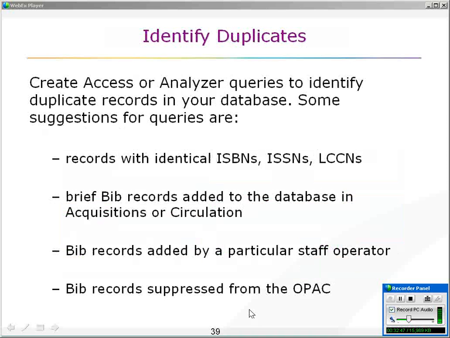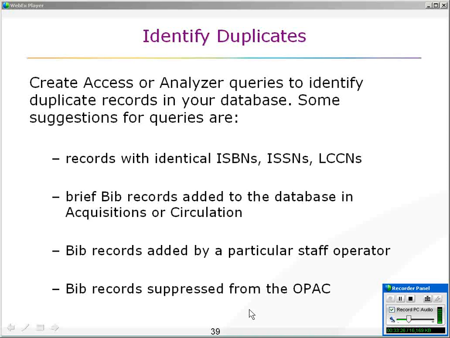Then, of course, being able to identify duplicates. How do we go about finding these duplicates over time? And one suggestion has been just to create some queries to identify duplicate records in the database. Some suggestions are, show me all of the records where we've got identical ISBNs, ISSNs, or LCCNs. Now, in my own database, just by virtue of this particular project, I've got 250 pairs that fit into this particular category.